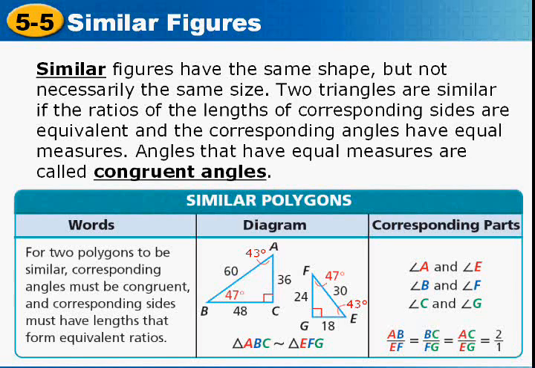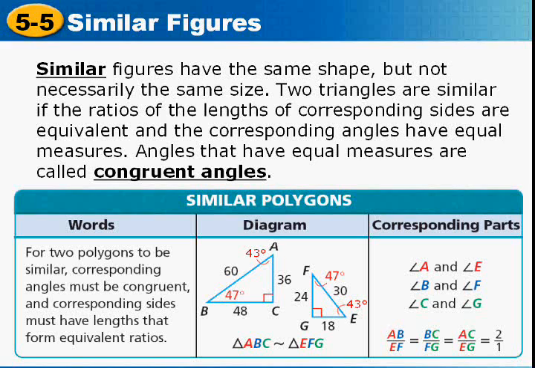So you see angle A is congruent to angle E, 43 degrees. Angle B is congruent to angle F, 47 degrees. Angle C and angle G are congruent. Those are right angles, 90 degrees.